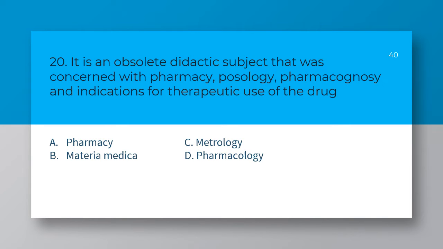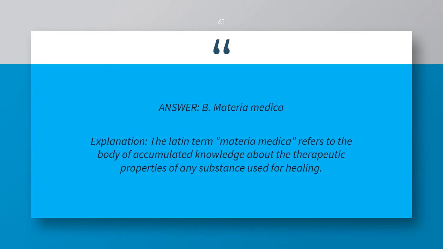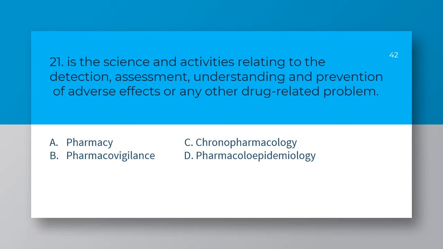Number 20. It is an obsolete, didactic subject that was concerned with the pharmacy, posology, pharmacognosy, and indications for therapeutic use of the drug. Answer is B. Materia medica. The Latin term materia medica refers to the body of accumulated knowledge about the therapeutic properties of any substance used for healing. Number 21 is the science and activities relating to the detection, assessment, understanding, and prevention of adverse effects or any other drug-related problem.